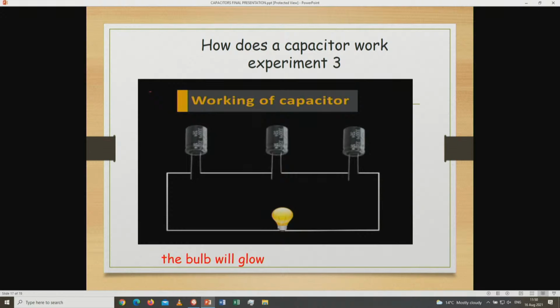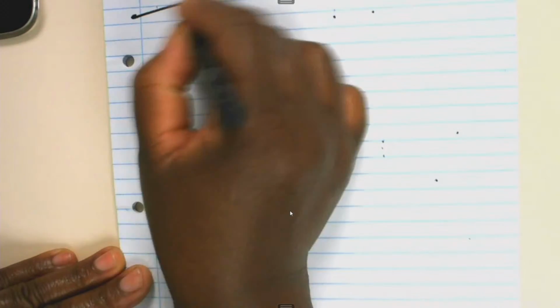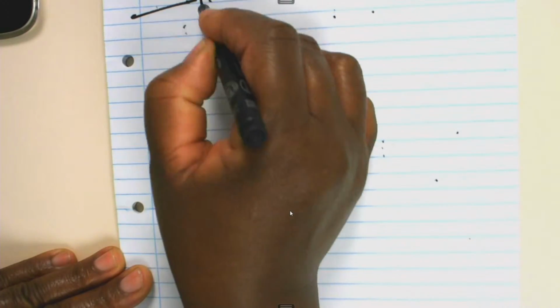Another example that I can give for you to understand how capacitors work, let us say, for instance, you have a pump that pumps water.